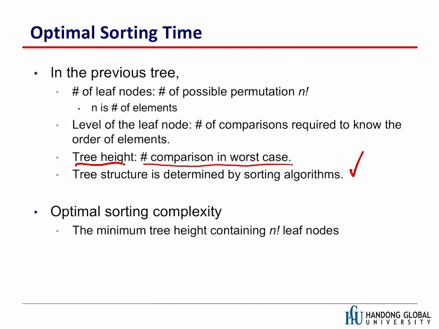The optimal sorting complexity is about the minimum tree height containing n factorial leaf nodes. So the tree height is determined by the worst case, and we want the minimum tree height for the worst case. That's all about the optimal sorting complexity.